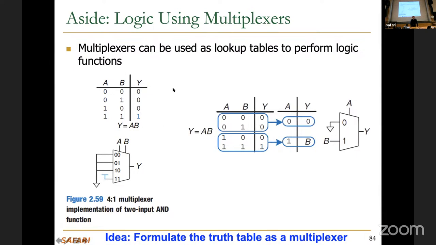Another way of doing this is a little bit simpler. You can actually simplify this to be a 2-to-1 multiplexer, as you can see, by realizing that Y is equal to 0 if A is 0, and Y is equal to B if A is 1. You can simplify this yourself, think about it. And basically design a multiplexer that looks like this. B is data input 1 of the multiplexer, and 0 is data input 0. If A is 0, you get 0. If A is 1, you get B. Okay? This is a simpler form of multiplexer, a simpler lookup table that corresponds to exactly the same function.